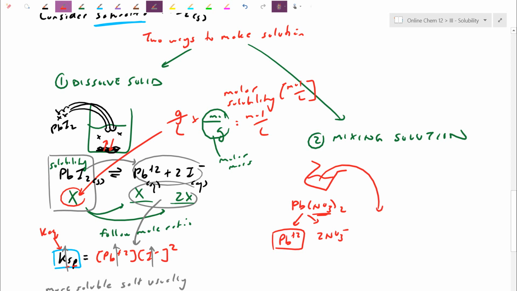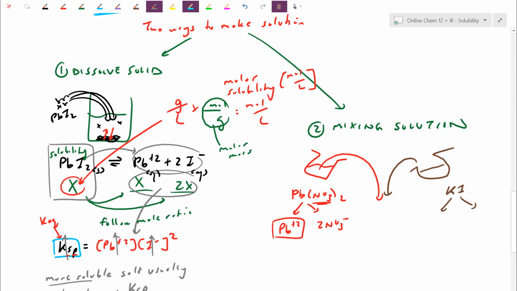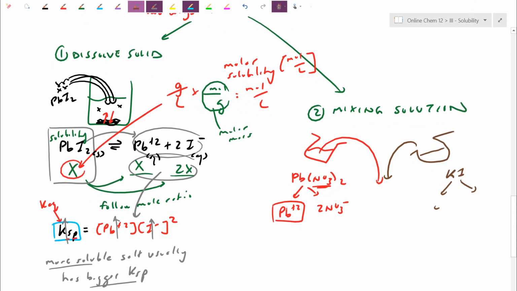I'm going to pour this lead nitrate solution. Let's toss it in with another solution of potassium iodide. Right? Potassium iodide, again, where did the potassium come from? Well, potassium is an alkali salt. That guarantees it's going to be fully soluble. This is going to generate some K+ in solution and some iodide. I just care about the iodide.